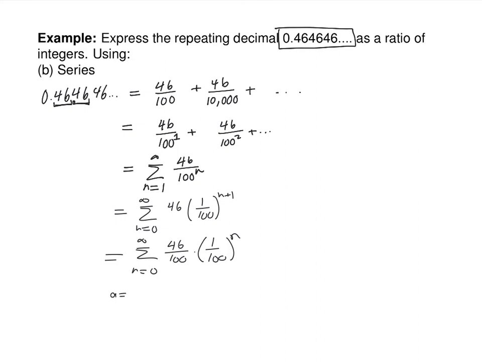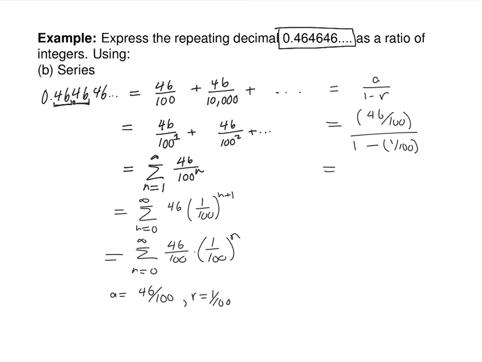Your a is 46 over 100. Your r is 1 over 100, which is certainly less than 1, so that converges. And it converges to a over 1 minus r. So 46 over 100 divided by 1 minus 1 over 100. And that's going to be 46 over 100 minus 1, or 46 over 99.